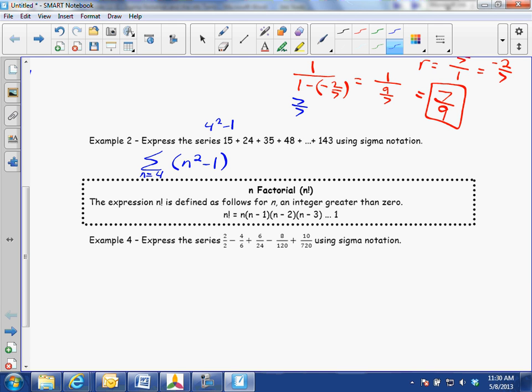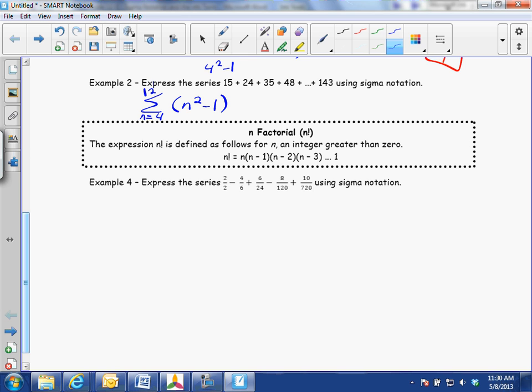And then we have to think, well, we're stopping at 143. So what's the number that we put in for n to stop? 12. It's 12 squared is 144 minus 7. So that's what you do there.